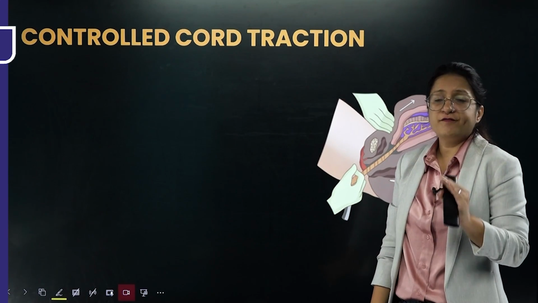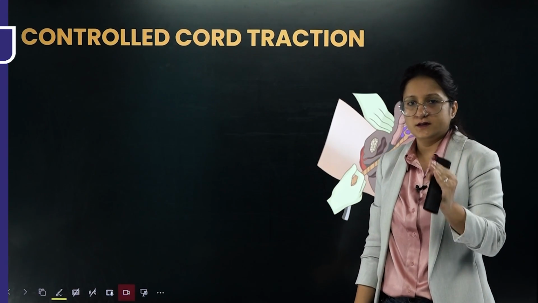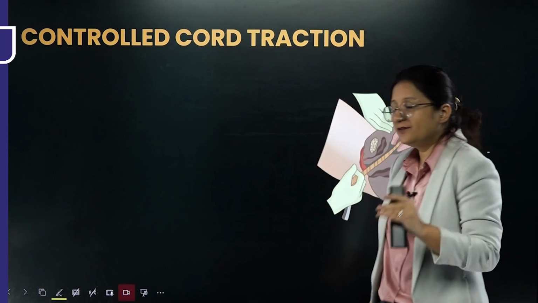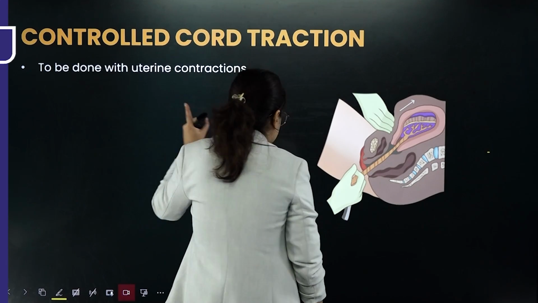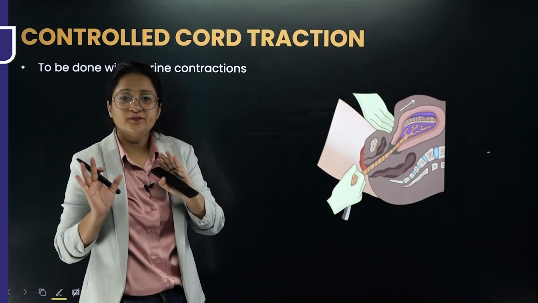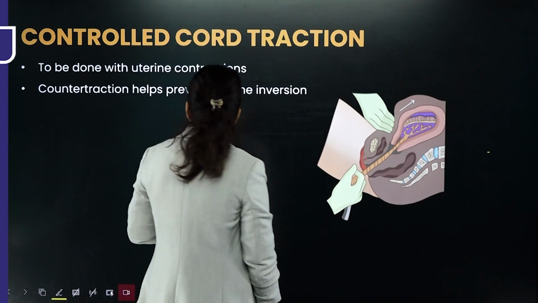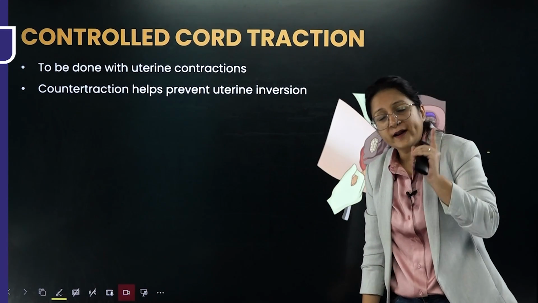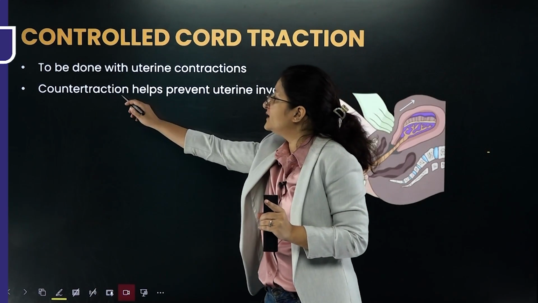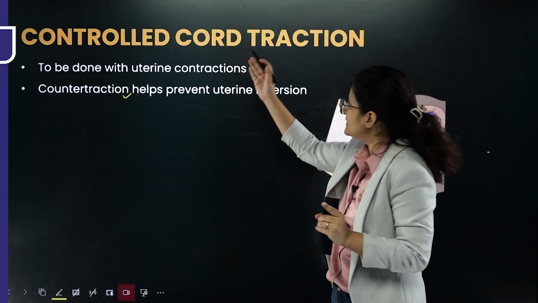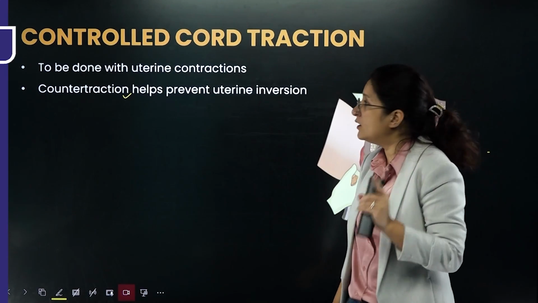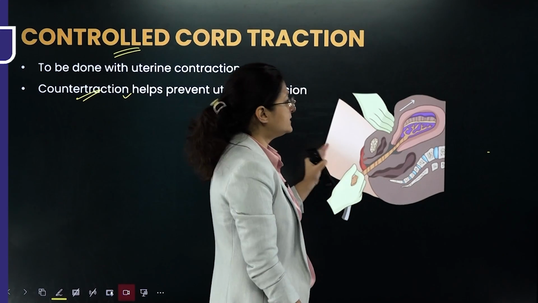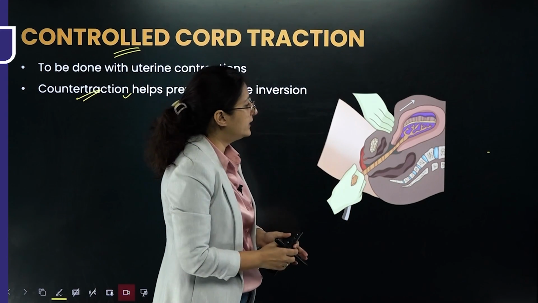Next aspect of conducting the clinical management of third stage of labor is actually performing controlled cord traction to deliver the placenta, right? So it is to be done with uterine contractions. That is the most important point. Second important point is that always and always pull at the cord or apply traction along with counter traction. The name says controlled cord traction, but it has to always be controlled by applying a counter traction. That's very, very important. This is a skill that all of us should be learning in our labor rooms.